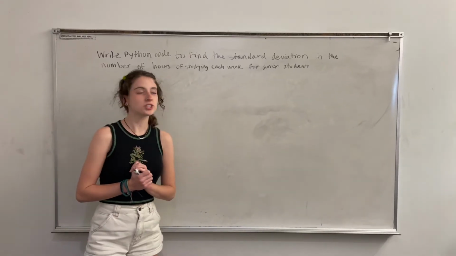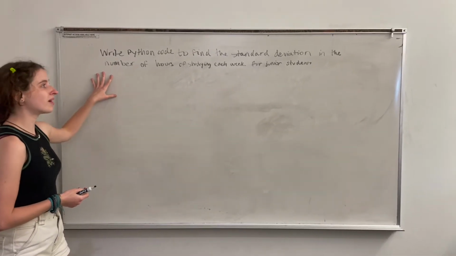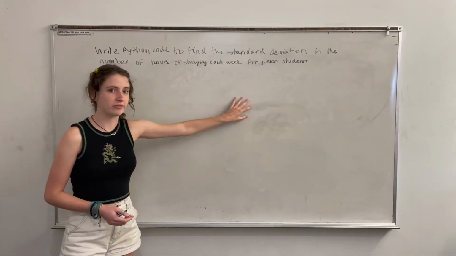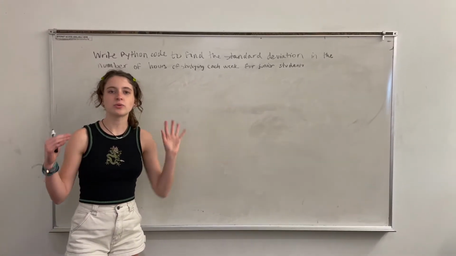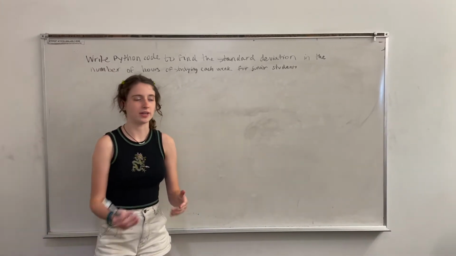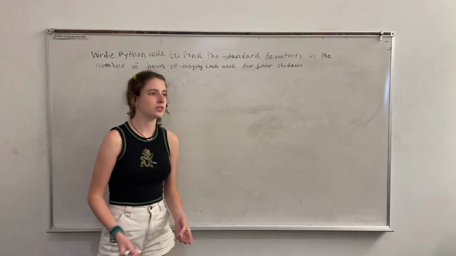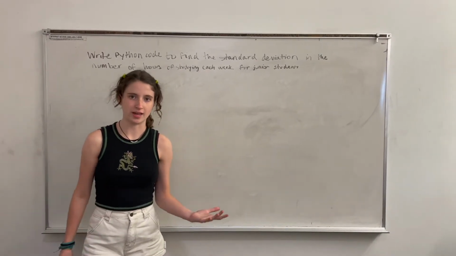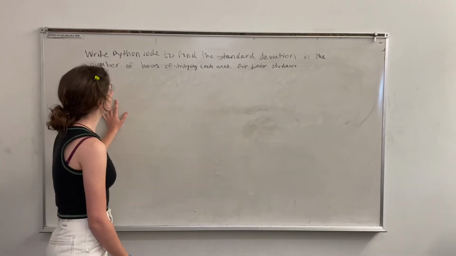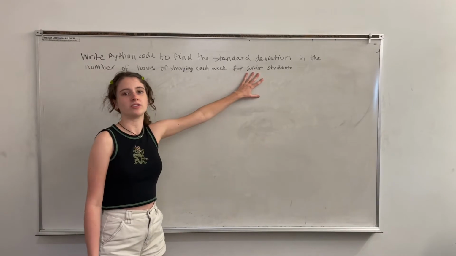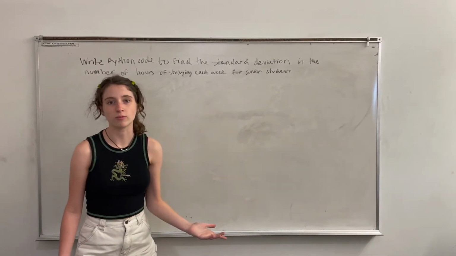Okay, so in this question, you're asked to write some Python code to find the standard deviation of the number of hours studying each week for junior students. We're given a data frame with a bunch of columns like school year, siblings, hours of sleep, stuff like that. But the only ones we really care about are hours studying and school year, because those are the variables indicated in the problem.